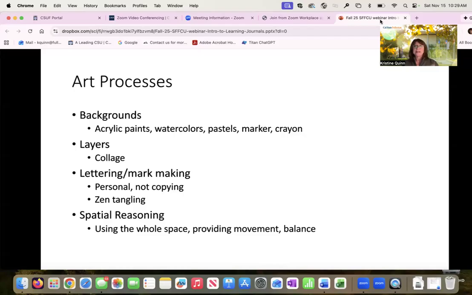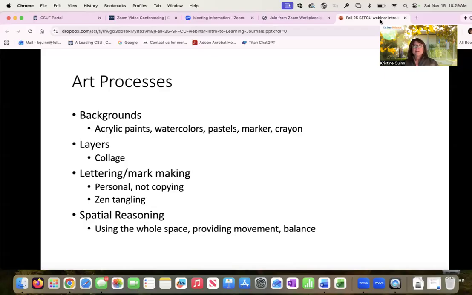Another type of mark making that we can use is zentangling or doodling. And that is the idea of that repetitive creation of repeated patterns and symbols.